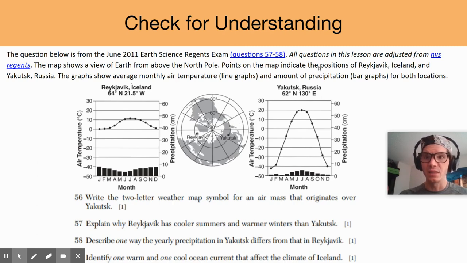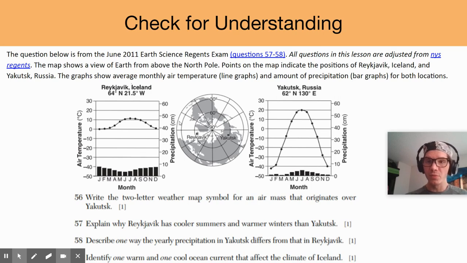Points on the map indicate the positions of Reykjavik, Iceland, and Yakutsk, Russia. The graphs show average monthly air temperature, which is the line graph, and the amount of precipitation, which is the bar graph, for both locations. So make sure that you know this line graph corresponds to our axis on the left for air temperature in degrees Celsius, and the bar graph on the bottom for both cities corresponds to the amount of precipitation that they receive on average in centimeters.